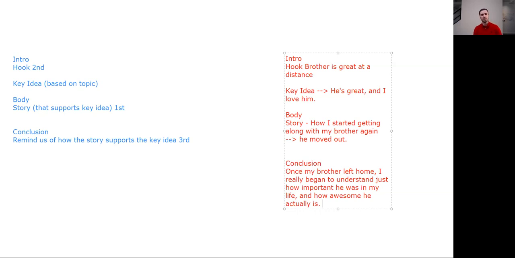And I had a lot of fun sitting there with him. And I realized how much fun he is, how he's a lively person. He makes the house more lively, how he tells great jokes, how he's great to have around. And I only really noticed this once he left home. And with that distance, it gave me perspective. So to conclude, once my brother left home, I really began to understand just how important he was in my life and how awesome he actually is, if he's a little bit farther away.